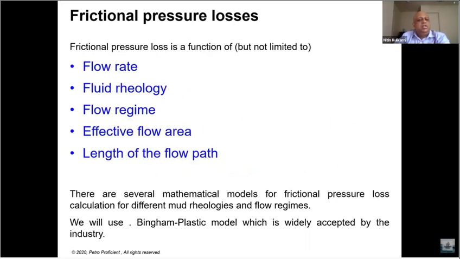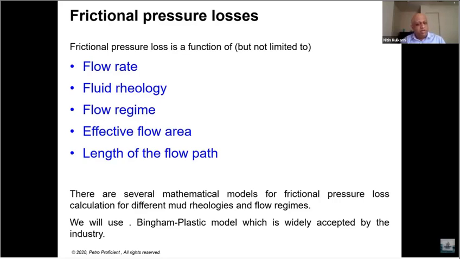So what are the different factors that affect friction pressure? Now, these factors are important things because when you start designing a well, whether conventionally or with MPD, you need to know these variables because it is possible that you can change these variables to change the pressure in the well. Now there is flow rate, there are rheological properties, there is flow regime. Flow regime is your turbulent flow or laminar flow, your effective flow area, and the length of the flow path. So these are some of the factors that affect your friction pressure loss.